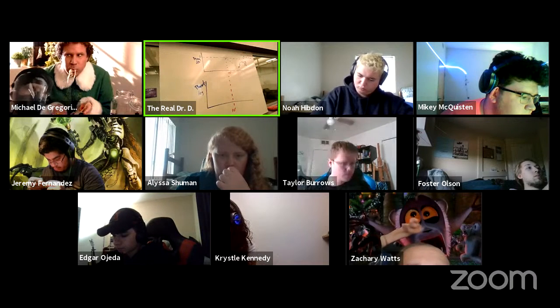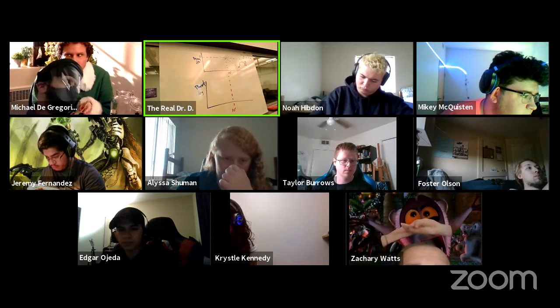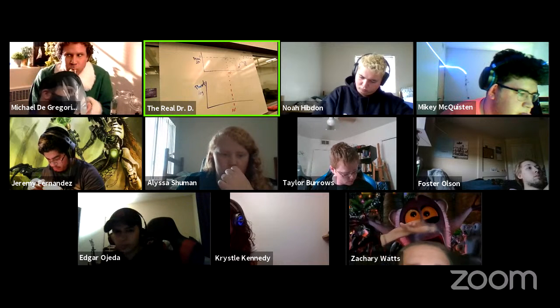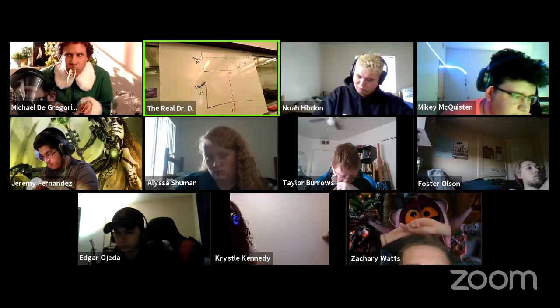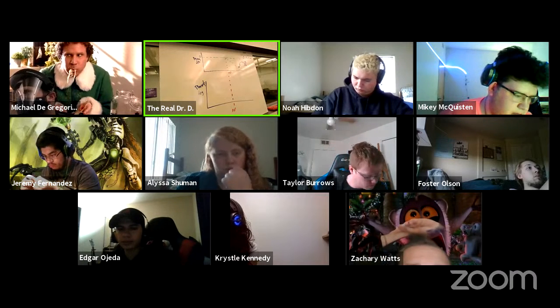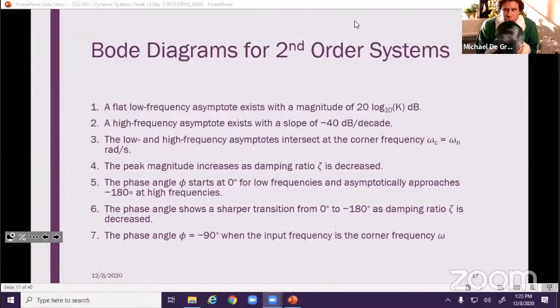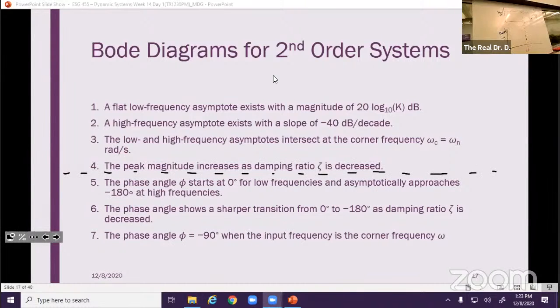That's our magnitude asymptotes. There's also one other thing that's written there. It's less of a rule and more of a, well, we'll get into it in a second. Number 4 says that the peak magnitude increases as damping ratio decreases. So we'll talk about that in a sec.